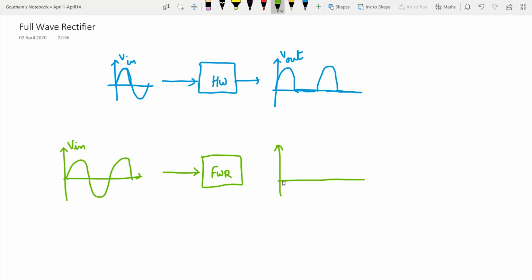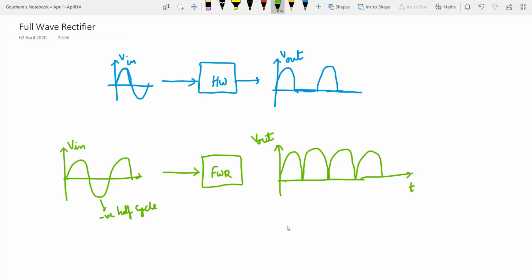something like this. It lets the positive half cycle through and also lets the negative half cycle through, but it wouldn't let the negative half cycle of the input through as it is. It would invert the negative half cycle as well and pass it. This keeps on repeating. This type of output is called full wave rectified output.